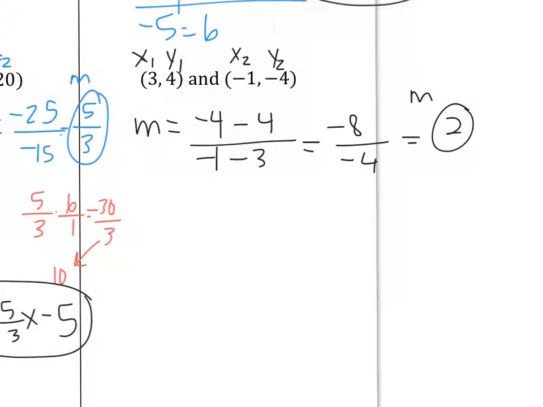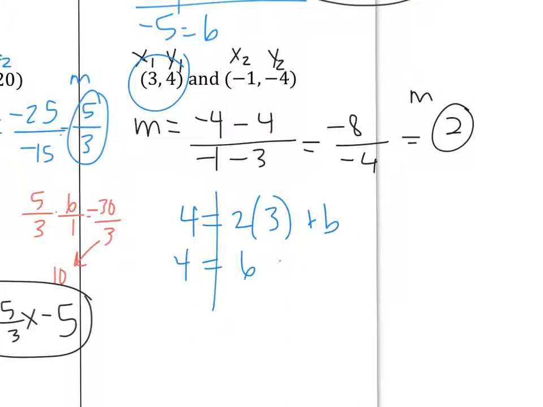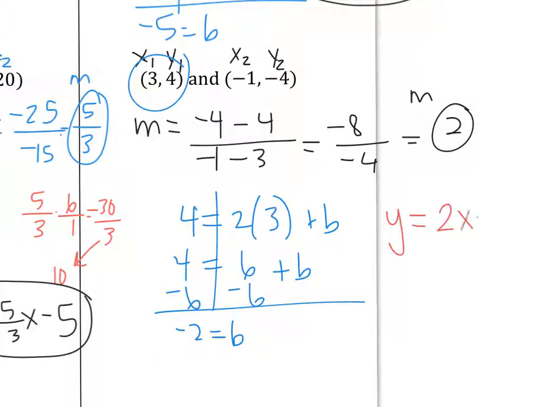Now I'm going to choose the point. Let's choose the first point, (3, 4), and into y equals mx plus b. 4 equals m times x plus b. 4 equals 6 plus b, minus 6. So b equals -2. So if I put it all together, I get y equals 2x minus 2.